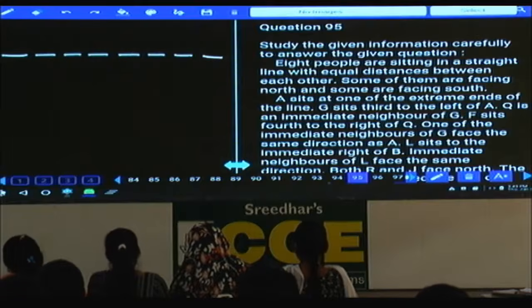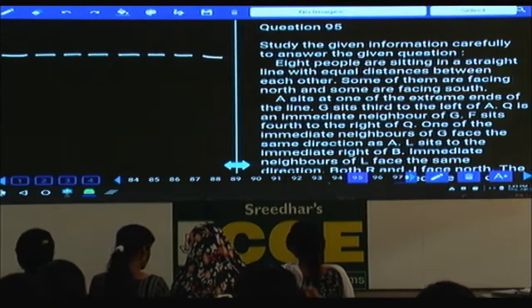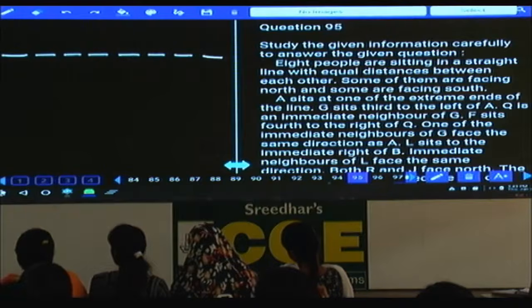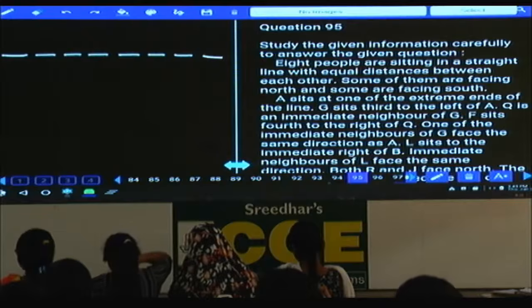Hence, whenever different directions are given, in circular arrangement, square table and so on, the first and foremost thing we need to identify is the direction. Any information given about any person's direction. Now here, what is the first information?